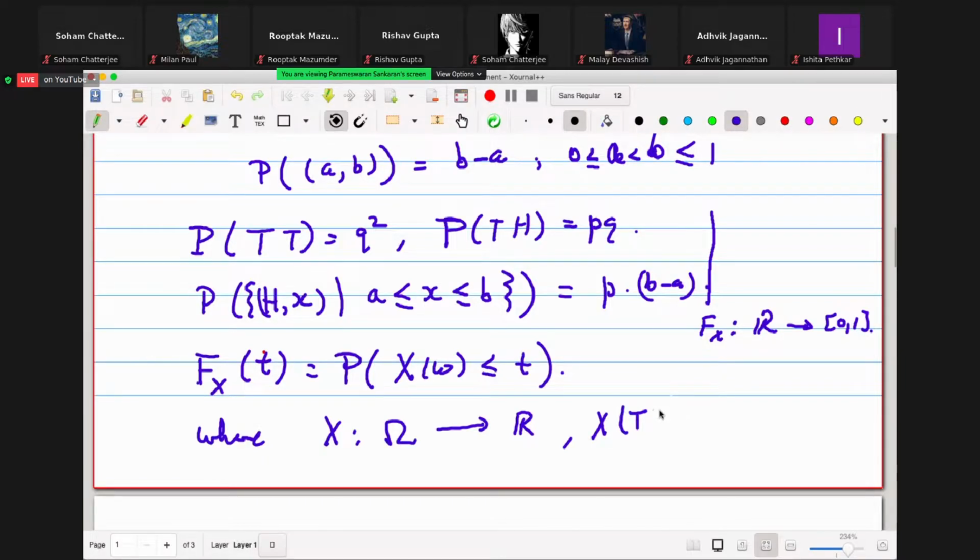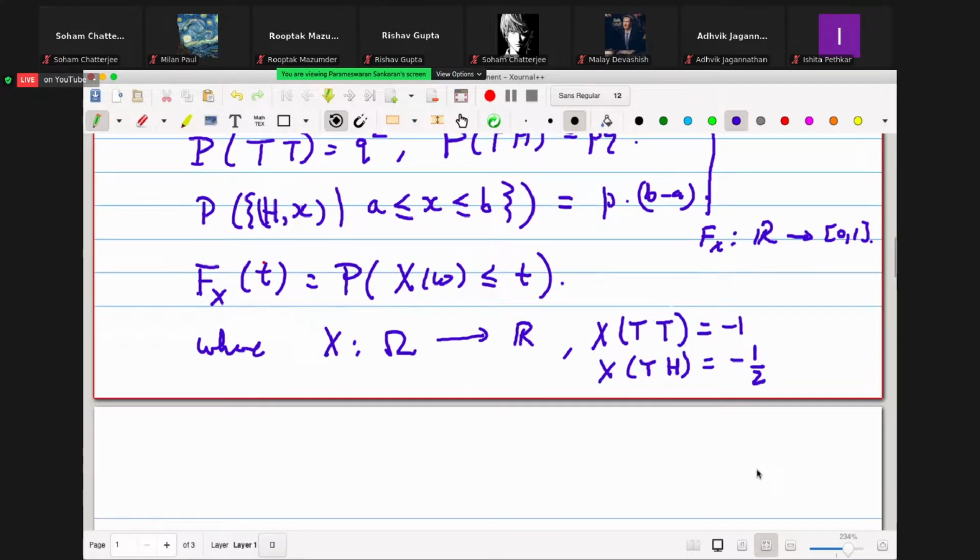Okay, let me write here. T T is equal to -1, X of T H is equal to, let us say, minus half. And unfortunately, I have to go to the next page.